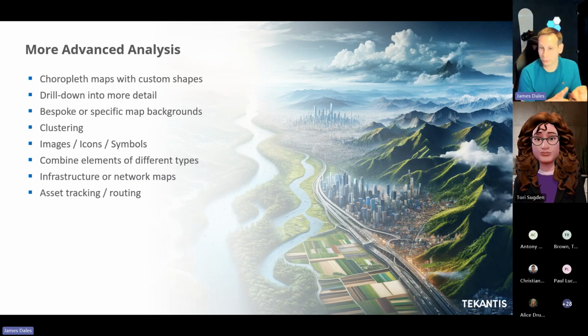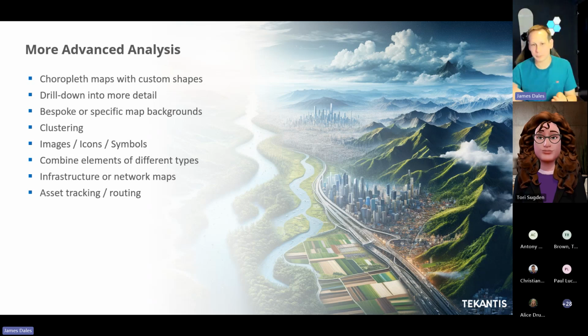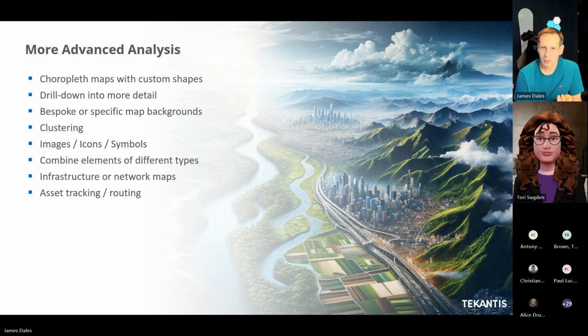Or maybe we just want to track assets. Maybe we've got a fleet of vehicles that we want to place on the map, see where they've been, see where they're going, that kind of thing. So all of these different use cases are examples of where we might need to go beyond the capabilities of those core visuals.